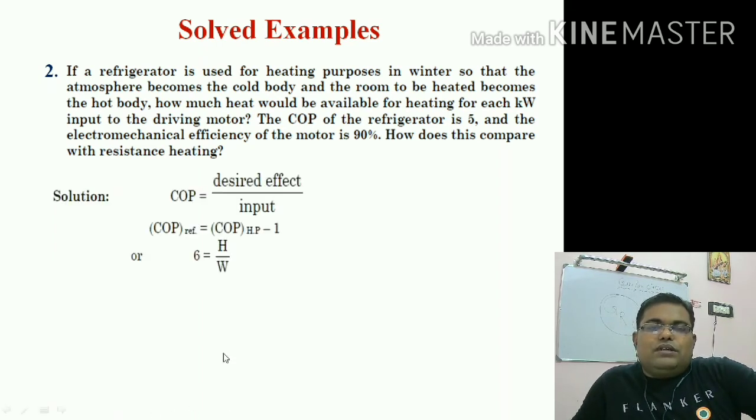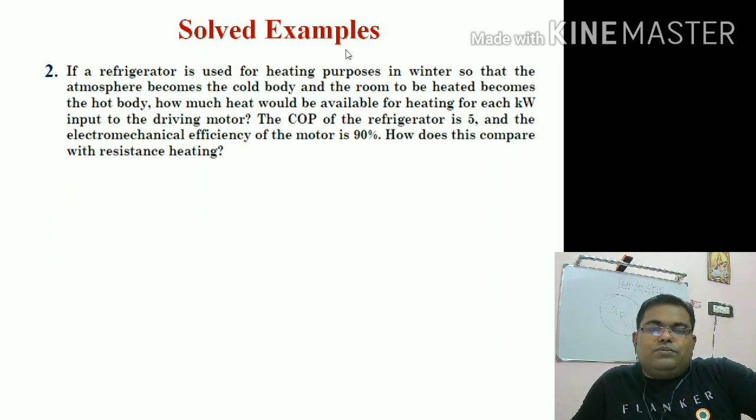So, the solution: how do we find out the things? Now the refrigerator is working like a heat pump. So the desired effect is heating the room. What all is given? First of all, look briefly. It is asking how much heat would be available. The desired effect is the heat available for each kilowatt input to the driving motor. So the work input is given as 1 kilowatt.